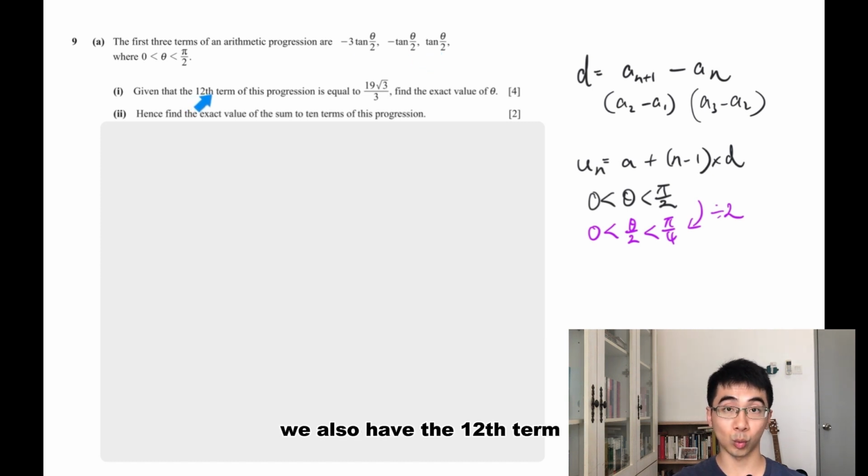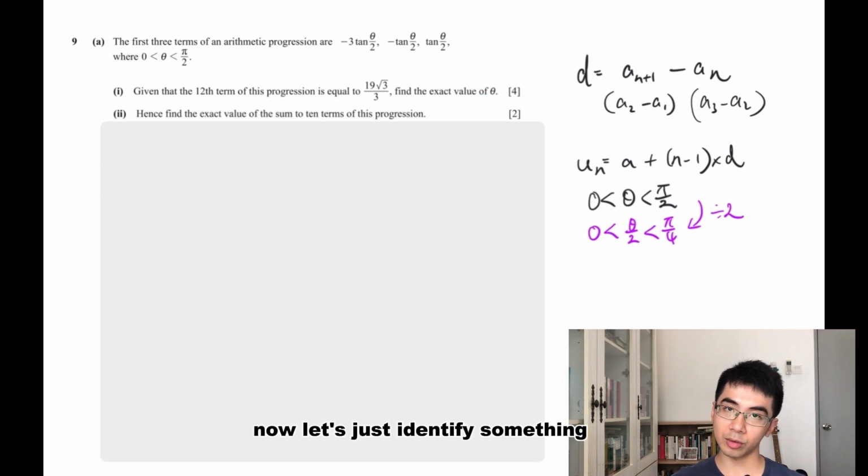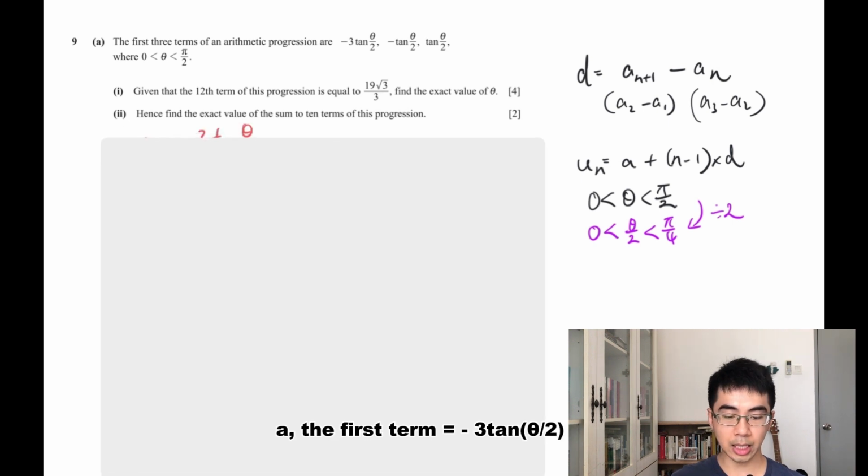We also have the 12th term. It is equal to 19 square root 3 over 3. We need to find the value of theta. So now let's just identify something. How about A? The first term must be negative 3 tangent theta over 2.